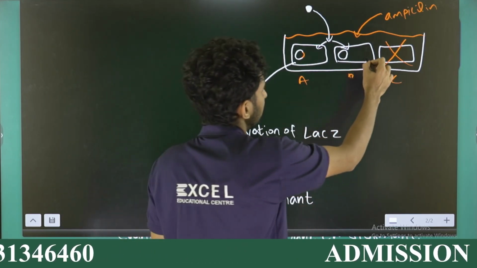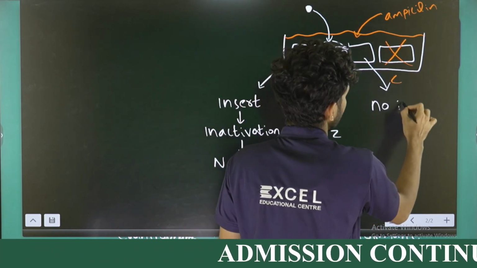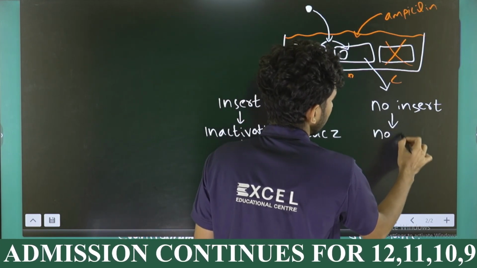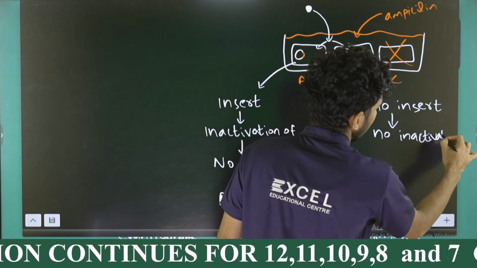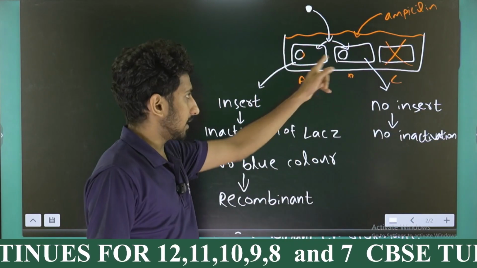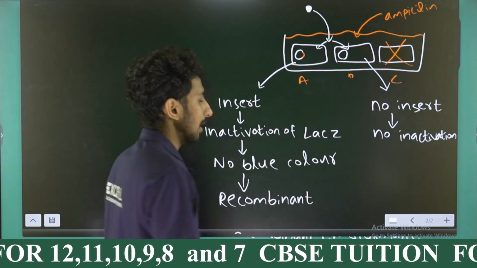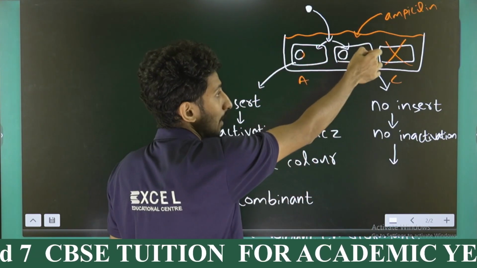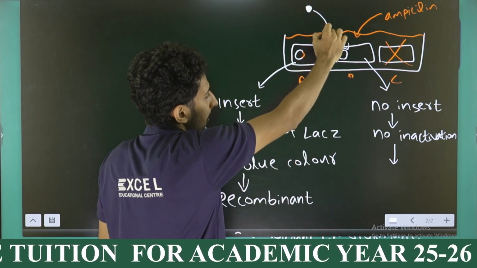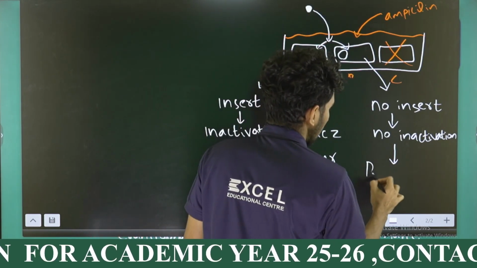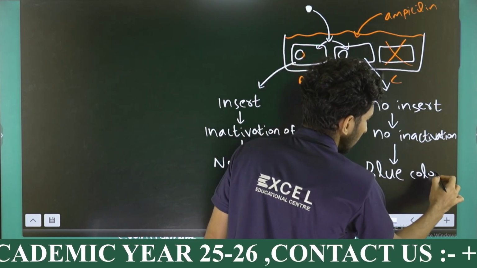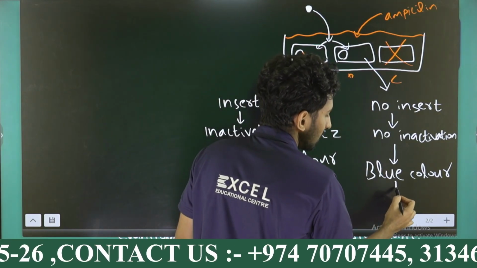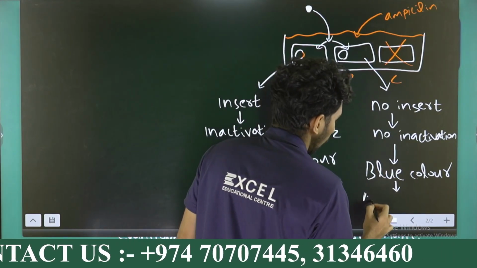If insert is there, we can assume that is recombinant. And in this case you can see there is no insert. Since there is no insert, there is no inactivation of the lac-Z gene, and it can produce beta-galactosidase enzyme. Since the enzyme is present, there will be blue color when we add a chromogenic substance. If blue color is there, we can easily predict that this will be non-recombinant.